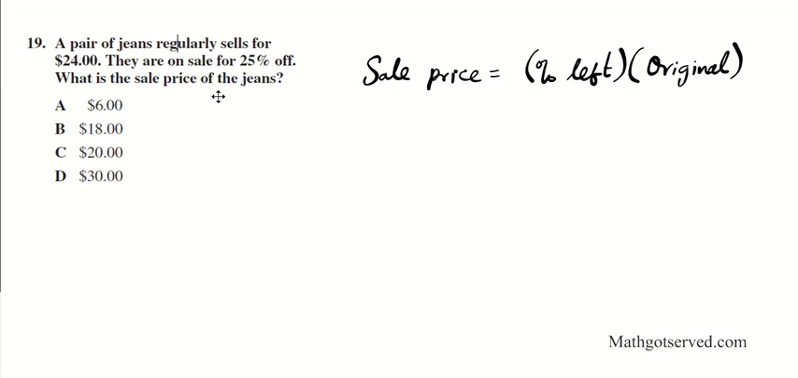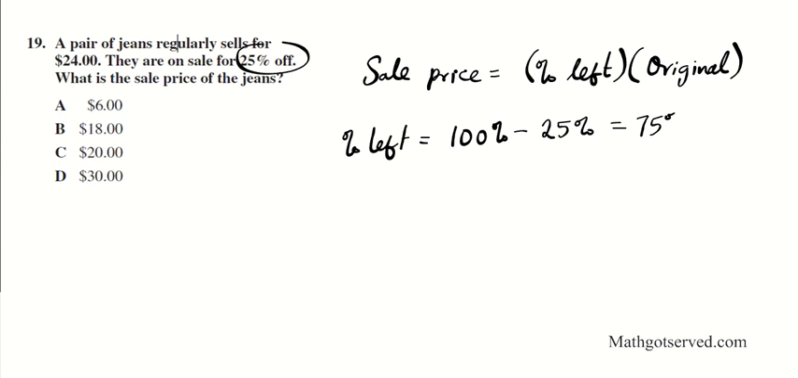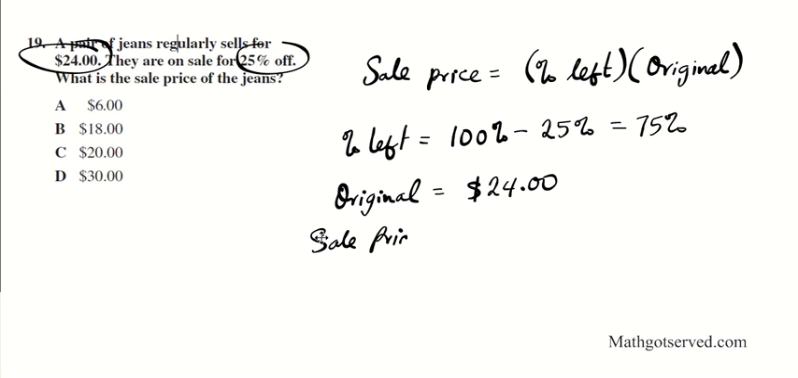In this case, we have 25% off. So if you take 25% out of 100, what do you have left? So the full percentage is 100%, that's full price. If I take off 25, I'll subtract 25. Percentage left is basically 75%, okay? And in this problem, the original price, what did you start with? The original price is $24, okay? So the sale price is 75% of 24.